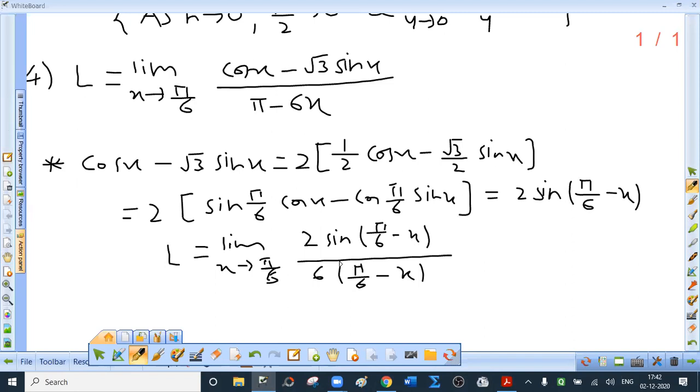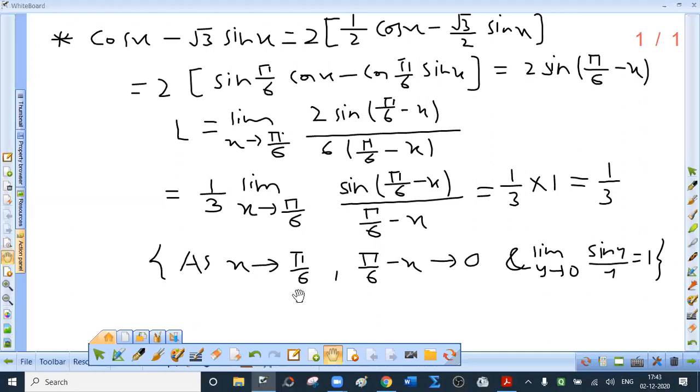Right. There is a standard method also. Put x equal to pi by 6 plus h and so on. You can try that after the lecture. It is better that you mention this: as x tends to pi by 6, pi by 6 minus x tends to 0, and the limit of sin y by y as y tends to 0 is 1.